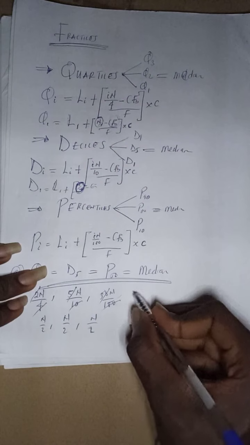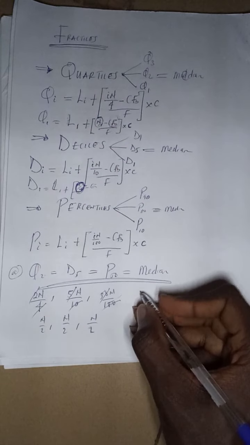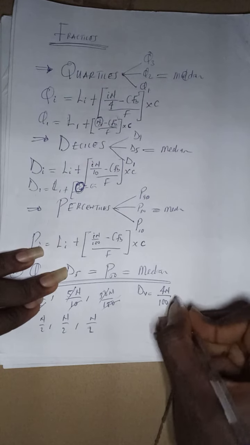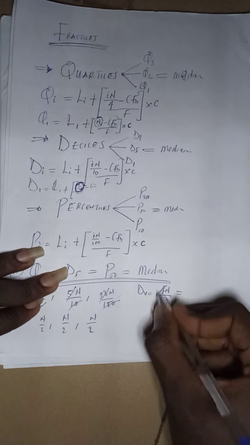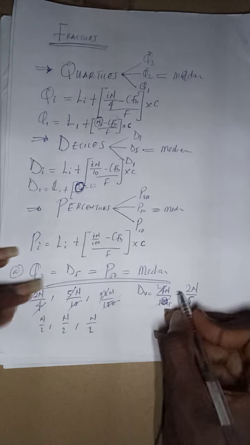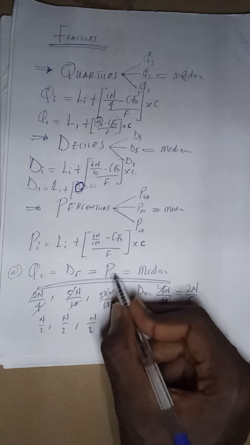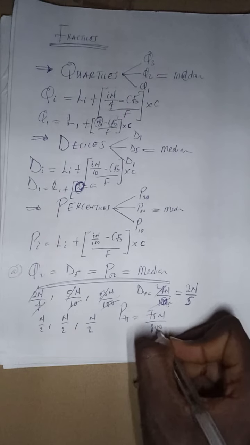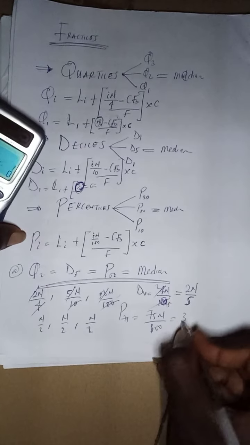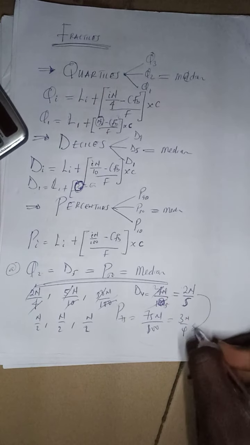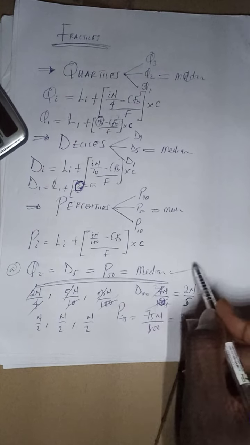What if I ask you, let's say you are trying to look for D4? D4 will be 4n over 10 for deciles, and that's 2n over 5. Now, do you know that we can have another one that will give us this 2 over 5? Maybe P75. Let's find P75. P75 is 75n over 100, and 75 over 100 is 3 over 4, so that is 3n over 4. These are not the same, but we have some other ones that are the same apart from this median definition.